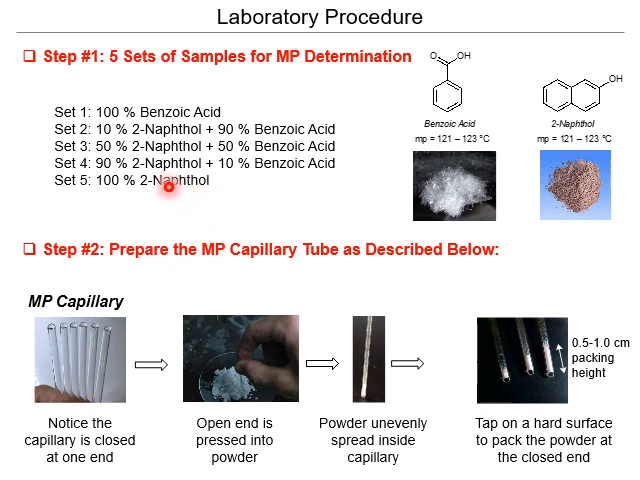After preparing these 5 mixtures, you need some melting point capillary tubes. Melting point capillary tubes usually have one closed end, and the other end will be open. You need to press the open end of the capillary tube into the powder, and by tapping the closed end on a hard surface, for example on the desk, you can gather the powder at the bottom of the capillary tube.